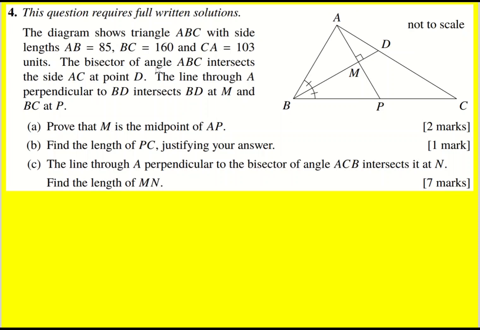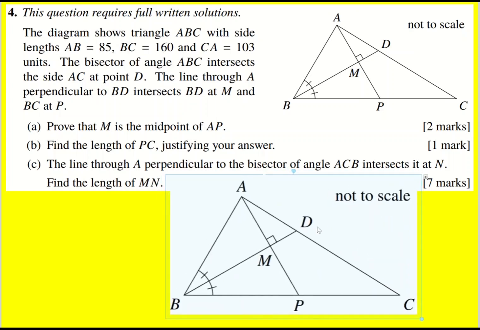Given a triangle with various lengths, which I will add on a bit later, not right this second. We're then also told that the bisector of angle ABC intersects the side AC at D. So that means that these two are the same. Because it's a bisector, it's splitting an angle into two. They must be the same either side.